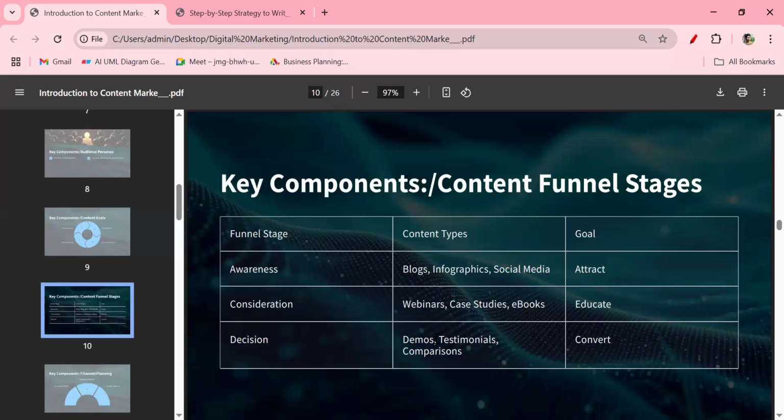And comparison means that there are already different, similar products and services available in the market. So how is your product better than any other product? Okay. So these are the decision makers. The content you are providing in these demos, testimonials, and comparison will help them to take the decision.